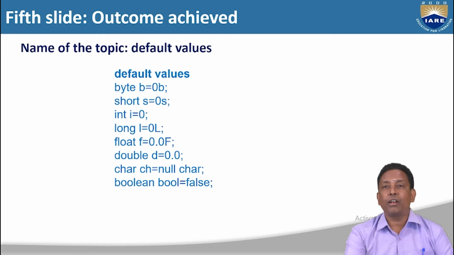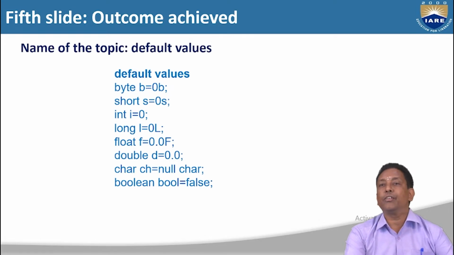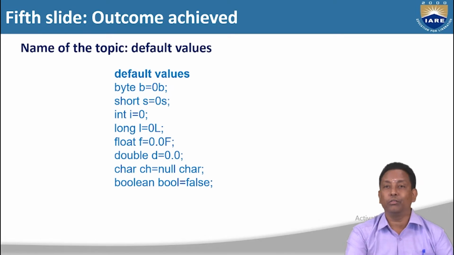For floating point values also, you need to put 0.0f, capital letter F or small letter f. Why do we need to put f? Because in Java, to the floating point values like 0.0, by default, 0.0 will be assumed as a double value, which will take 8 bytes of memory.